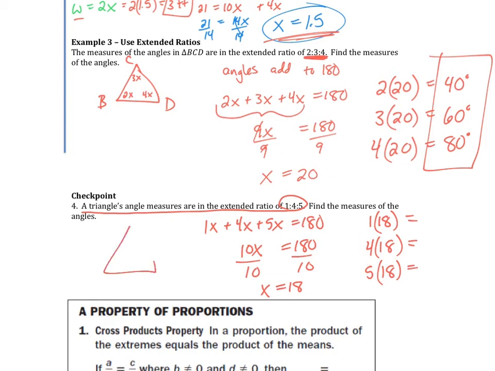And again, it comes from this picture. The picture would be 1x, 4x, and 5x. And all of those angles add to 180. So add them up to 180. The angles would be 18. 4 times 18 is 72. 5 times 18 is 90. So those would be the angles. 18 degrees, 72 degrees, and 90 degrees.